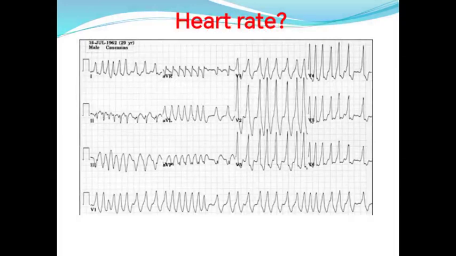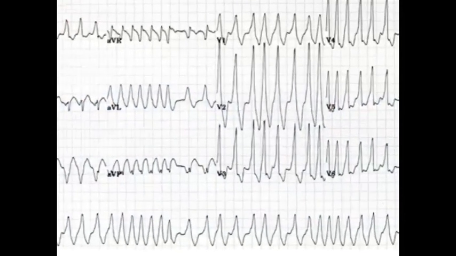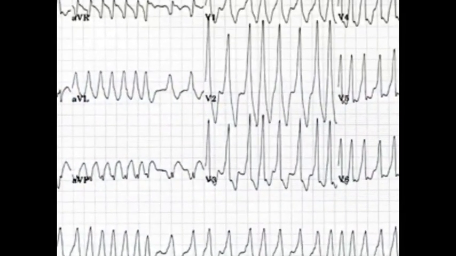What is the heart rate here? 33 times 6 equals 198. Actually, what do they do? Here you calculate the heart rate, and in this ECG we can calculate 50 big squares.